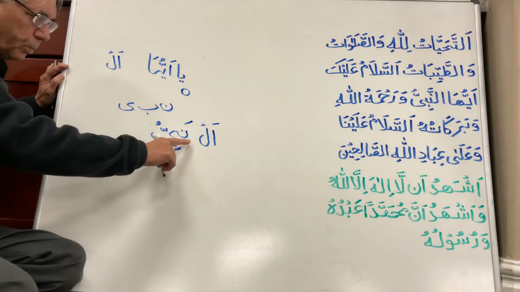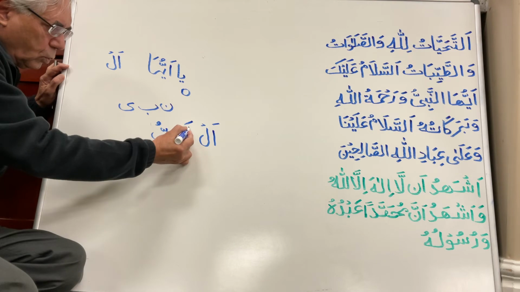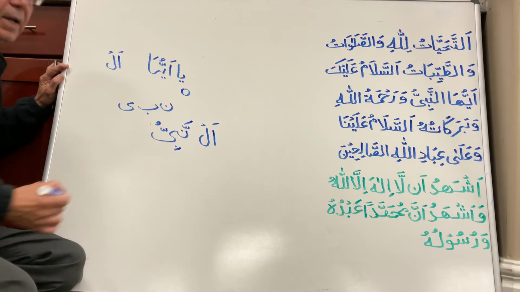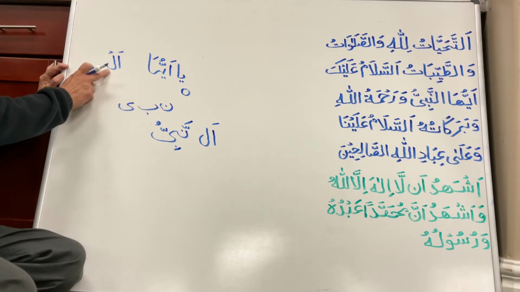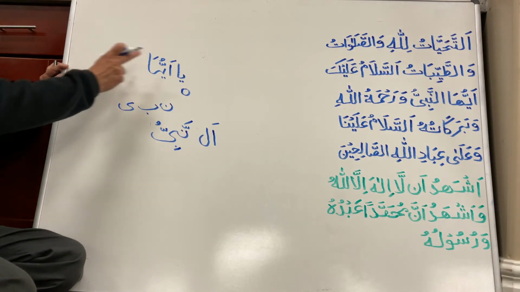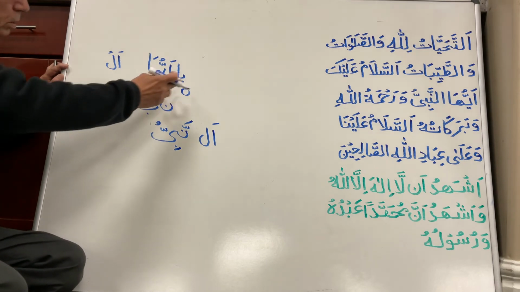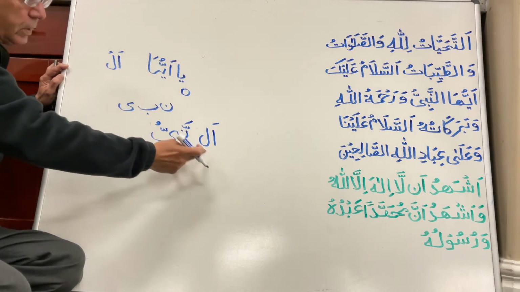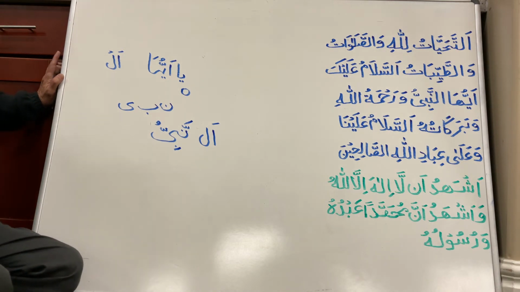Now the same thing you pronounce. This lam is not pronounced, but noon is pronounced twice. An-nabiyyu. An-nabiyyu has al before that. That's the reason we are going to use ya ayyuha. Then you combine ya ayyuha with an-nabiyyu, so it will be ya ayyuhan nabiyyu.